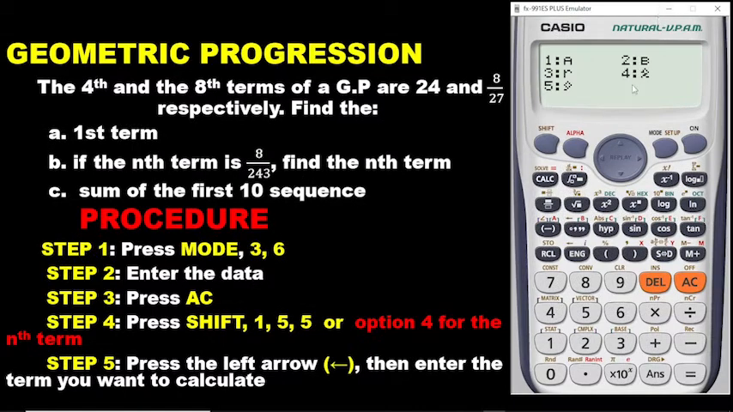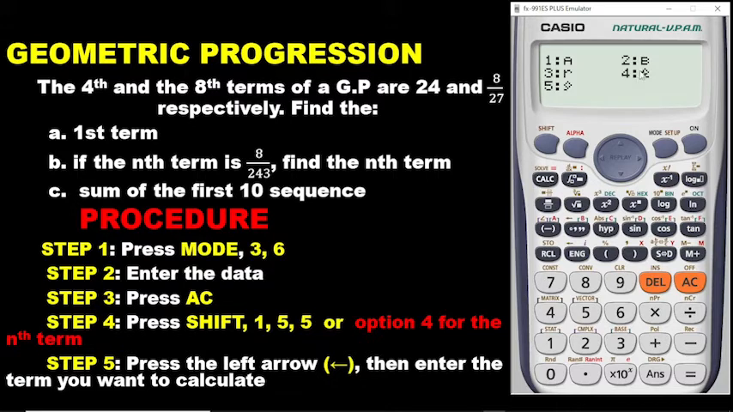Okay, so we want to explain this. If you are looking for a particular term, maybe the first term, the fourth term, the 20th term, the 40th term, then you are going to use this Y cap. But anytime you are looking for the nth term, then you are to use this one, option 4.